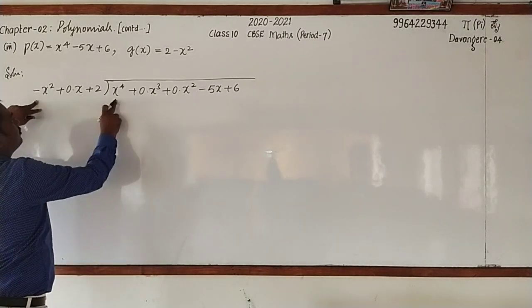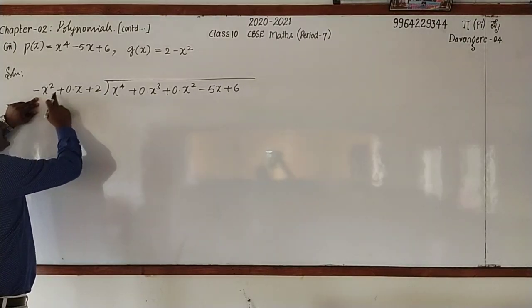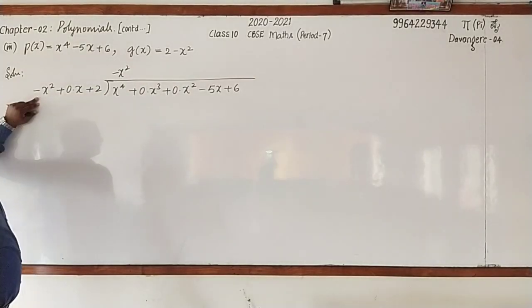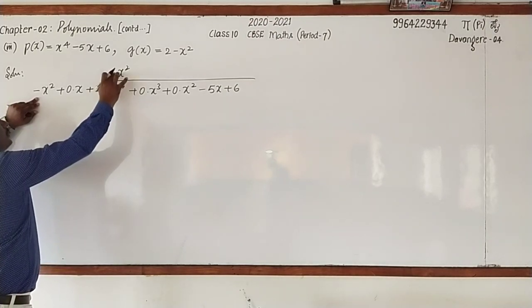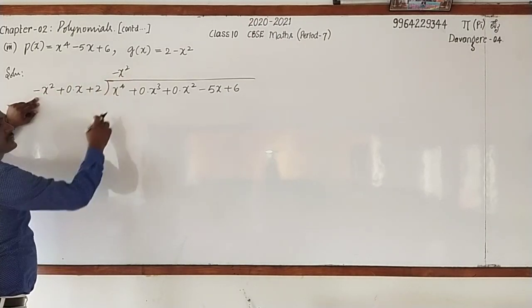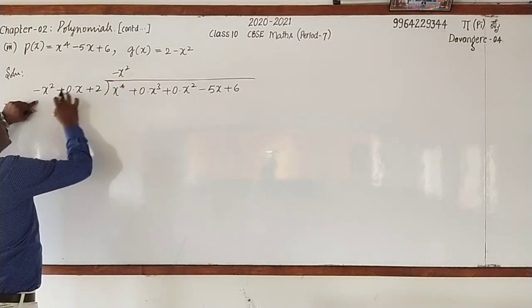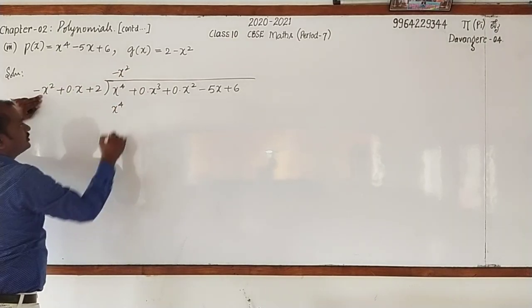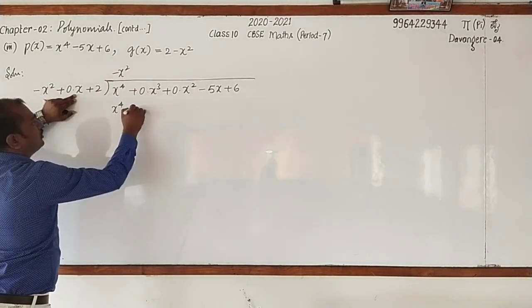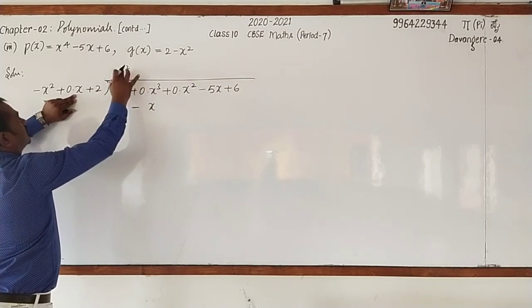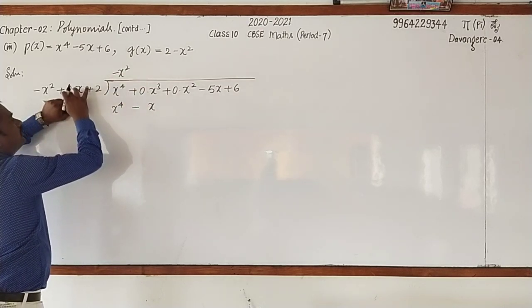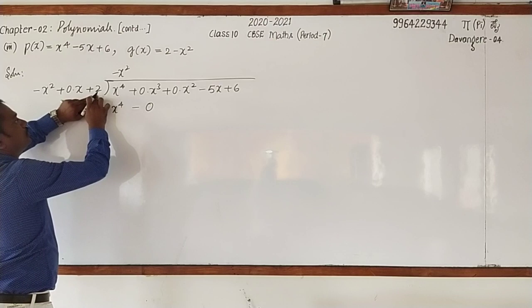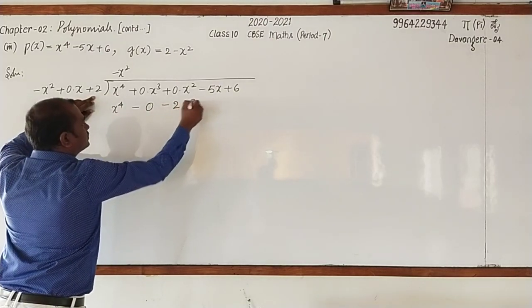Equalize first term of both. What should be multiplied with minus x square to get x raised to the power 4? It is minus x square. Because observe, minus into minus plus, x square into x square, x raised to the power 4. Now multiply this with all the three terms. Minus x square into minus x square, just x raised to the power 4. Minus x square into 0, it is 0 only, or 0 into x cube, both are same. Minus x square into 2, minus 2x square.